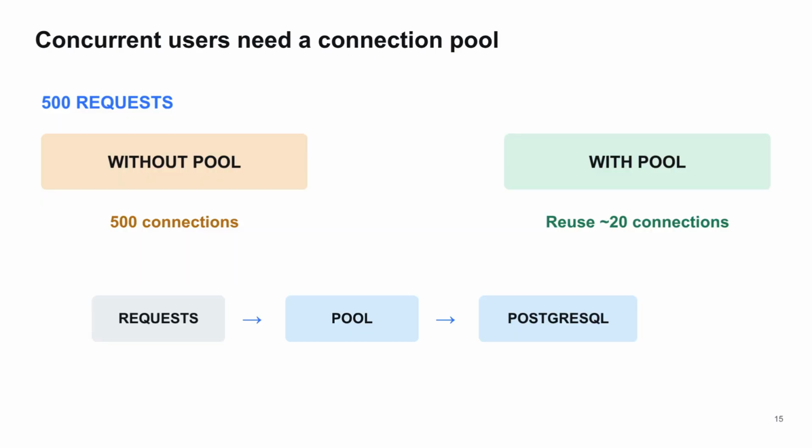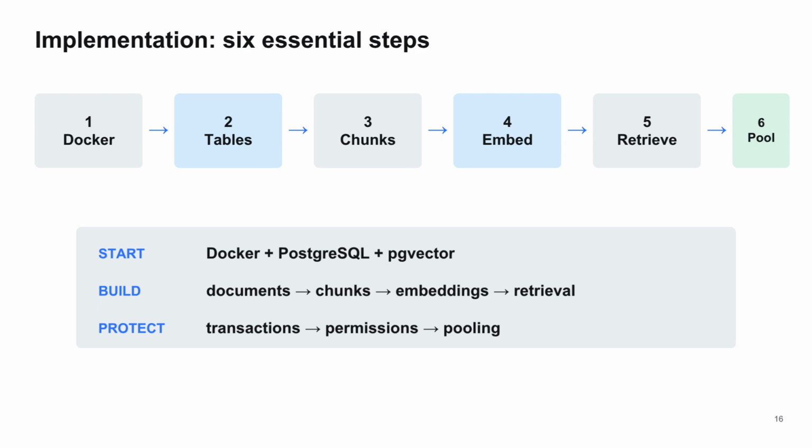Opening a new PostgreSQL connection for every request wastes resources and can exhaust the connection limit. However, in real RAG production, there is usually more than one user at a time, and that's what we call concurrent users. In order to support concurrent users, we usually use something called a pool. A pool keeps a set of reusable connections. Requests borrow one briefly and return it. So extra requests wait instead of creating unlimited sessions. This is very important in real RAG production.